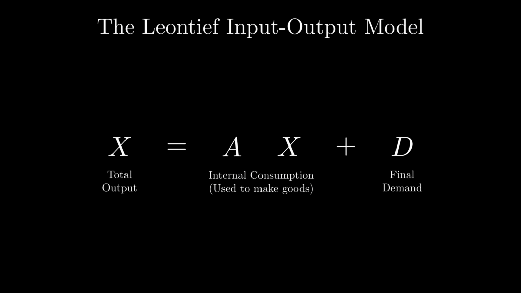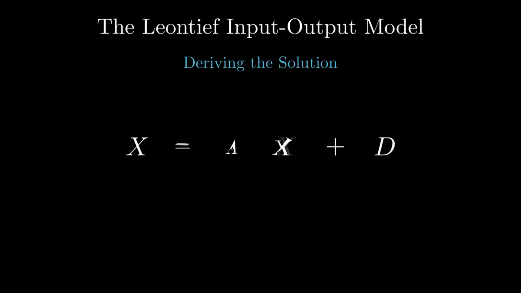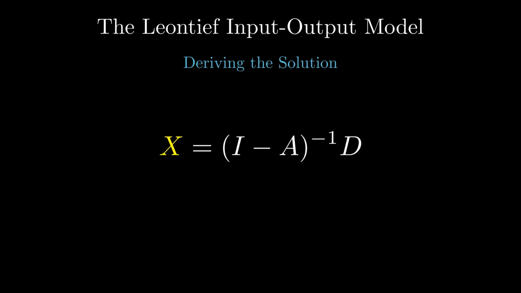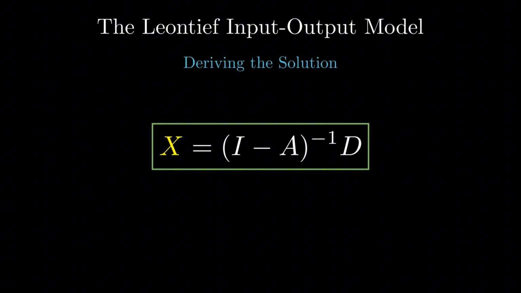To solve for X, because we usually want to know how much total stuff to produce, we have to do some algebra. We move AX to the other side to get X minus AX equals D. We factor it out using the identity matrix to get (I minus A) times X equals D, and then multiply by the inverse. This gives us our golden formula: X equals the inverse of matrix (I minus A) times D.